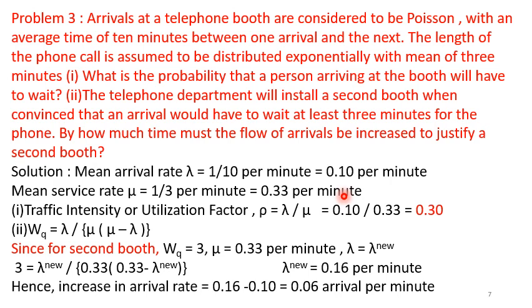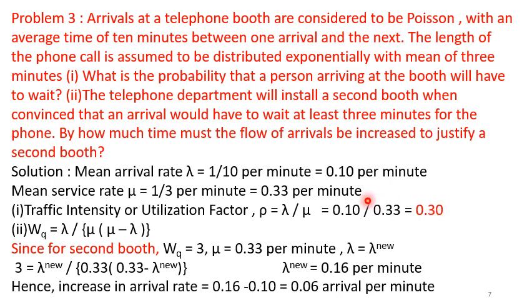0.33 per minute is the mean service rate, or mu. Lambda is 0.1 per minute. So the traffic intensity or utilization factor ρ will be lambda by mu, which is 0.1 divided by 0.33, which is 0.30. That means 30% of the time this system, the telephone booth, is busy. So 70% of the time it is idle.